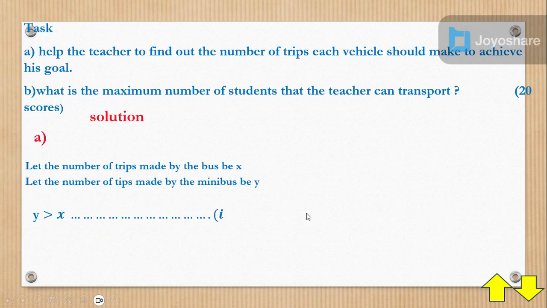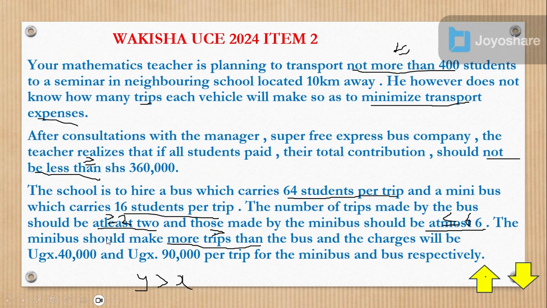Let's now go and get another inequality, and that's our inequality number 2: 64X plus 16Y is less than or equal to 400. Let's go and see where that is from our question. Remember from the start, your mathematics teacher is planning to transport not more than 400 students, and I said the words not more than mean less than or equal. So the total number of students to be transported must be less than or equal to 400.